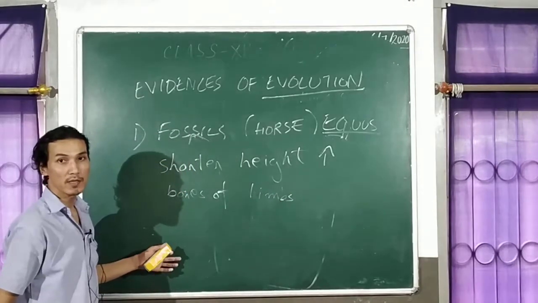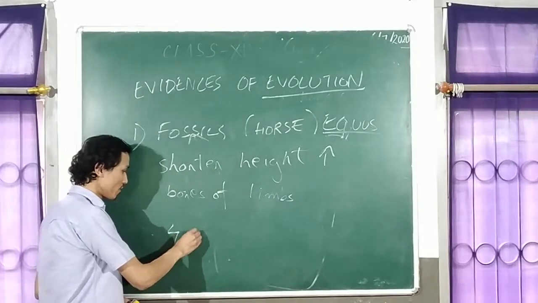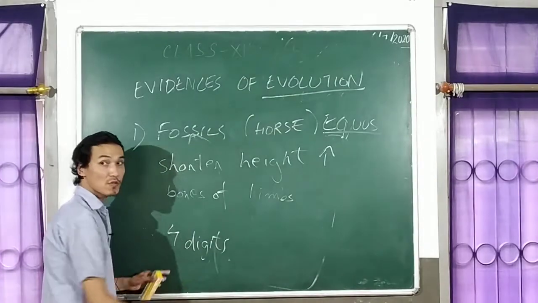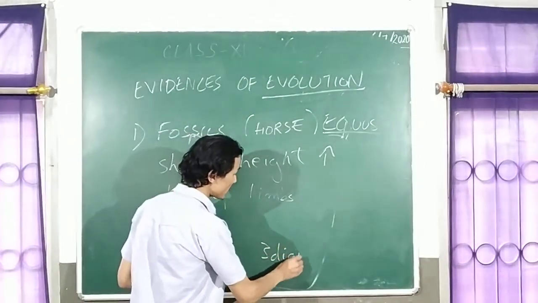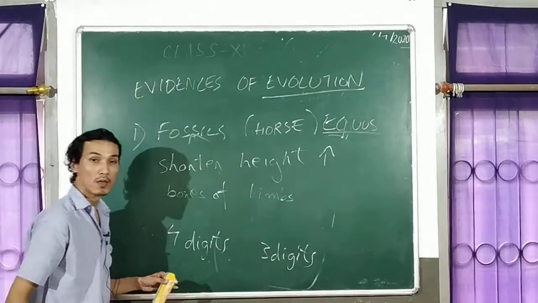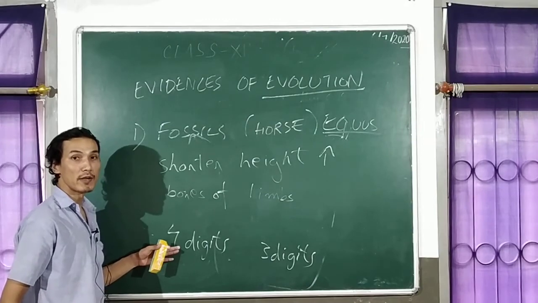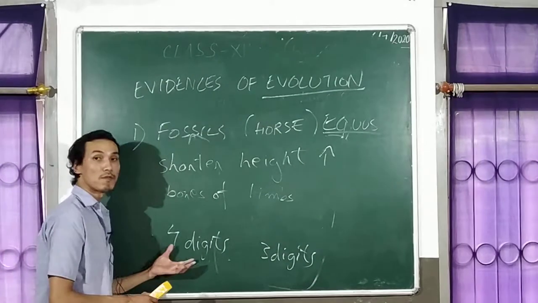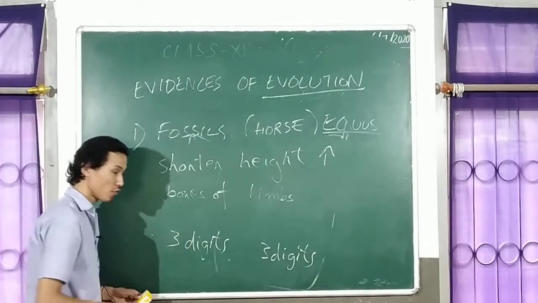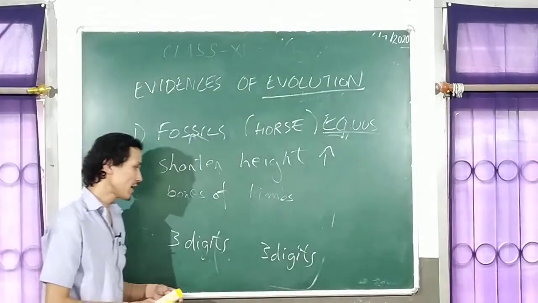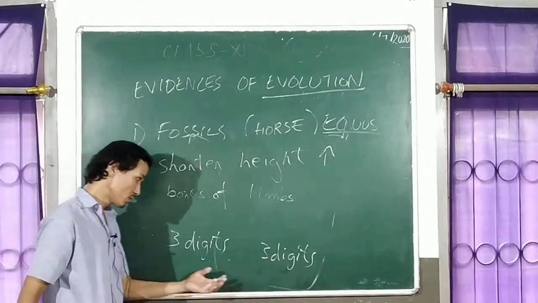limbs. There are two types of limbs, forelimbs and hindlimbs. In the forelimbs there were 4 digits, that means 4 fingers, and in the hind limbs there were 3 digits, that means 3 fingers. As the horses started to undergo evolution, in the forelimbs the digits got reduced from 4 to 3, whereas in the hind limbs there was still the same number of digits, that means it's still at 3 toes.